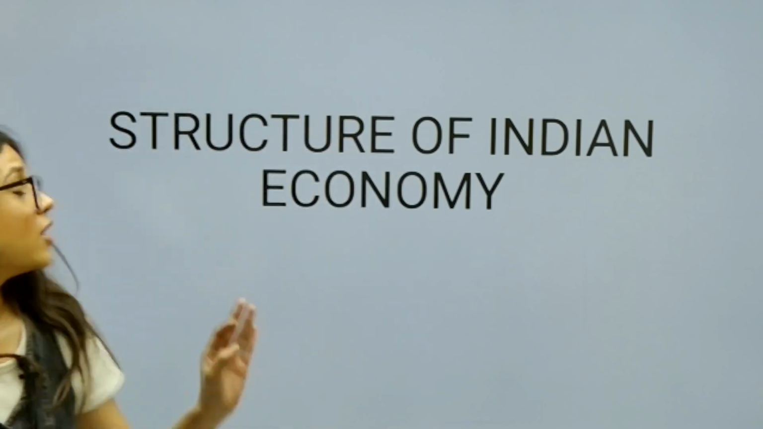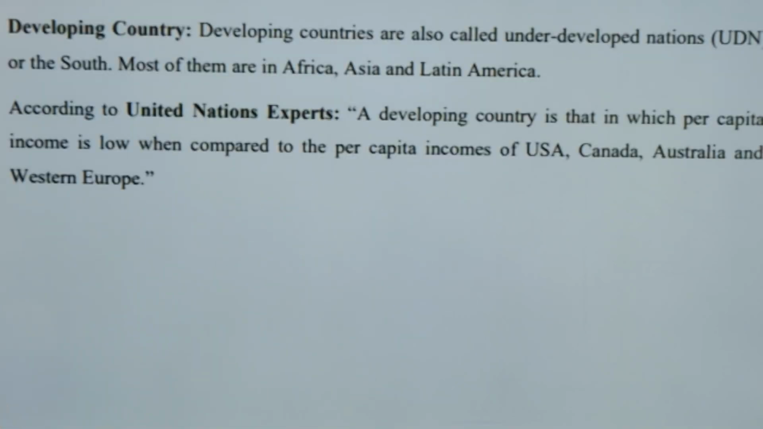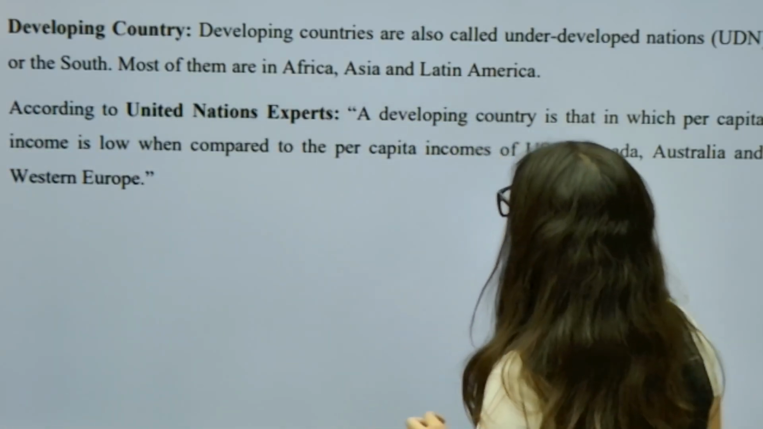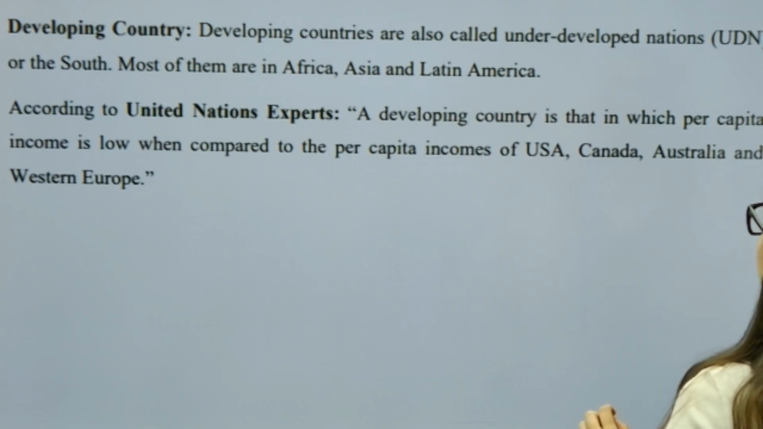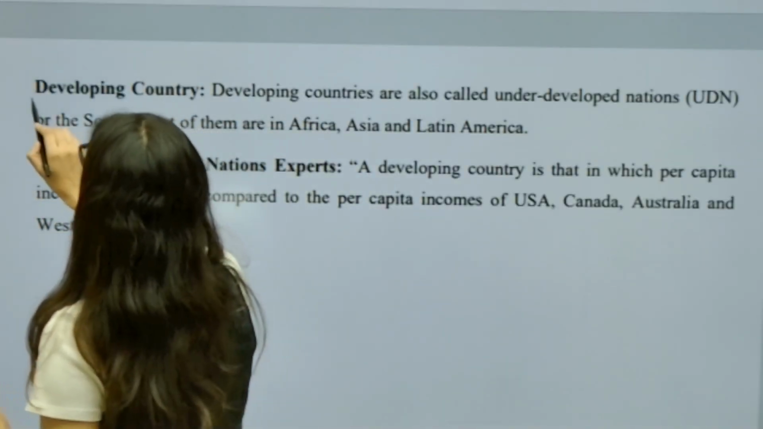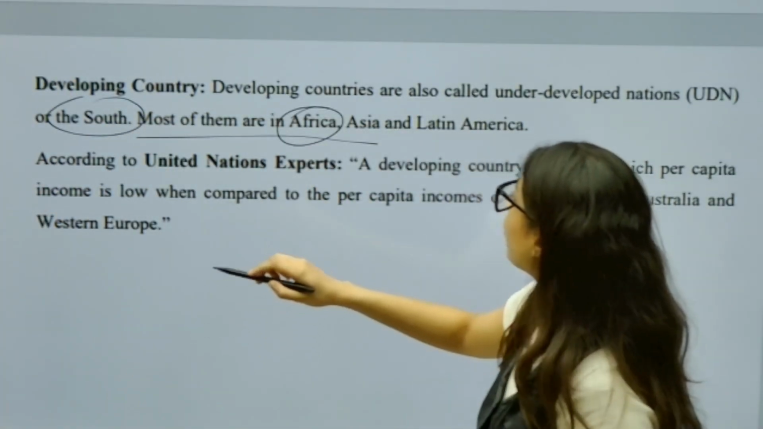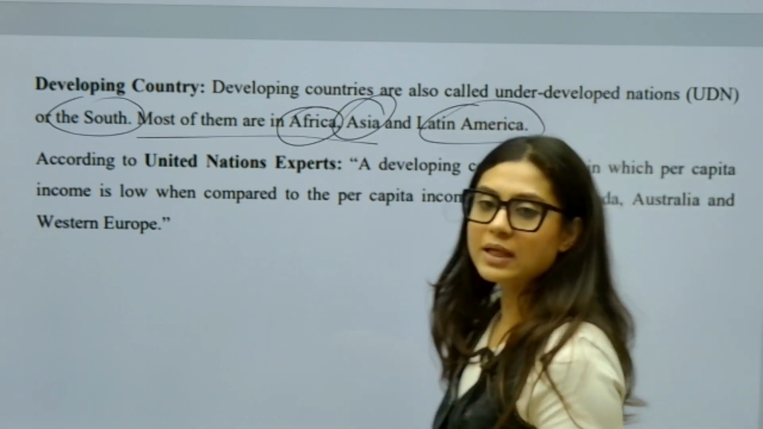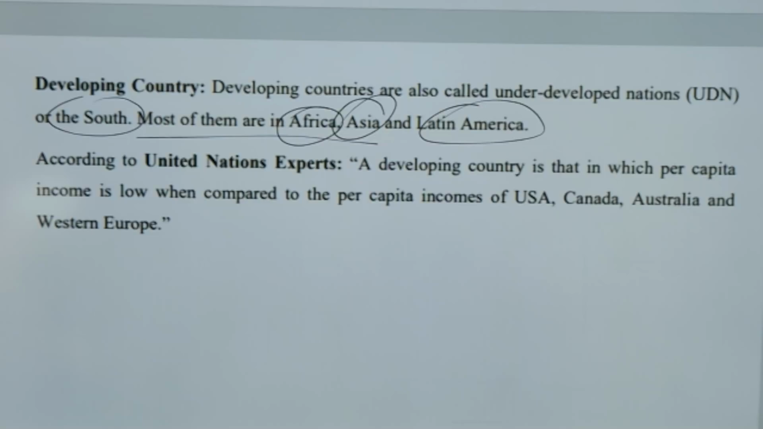Today's topic is the structure of the Indian economy. When we talk about structure, India is a developing country. What are developing countries? These countries are also known as underdeveloped nations or the South, which are somewhere or the other lagging behind. Countries of Asia, Africa and Latin America come in the category of developing countries, and India is one of them.